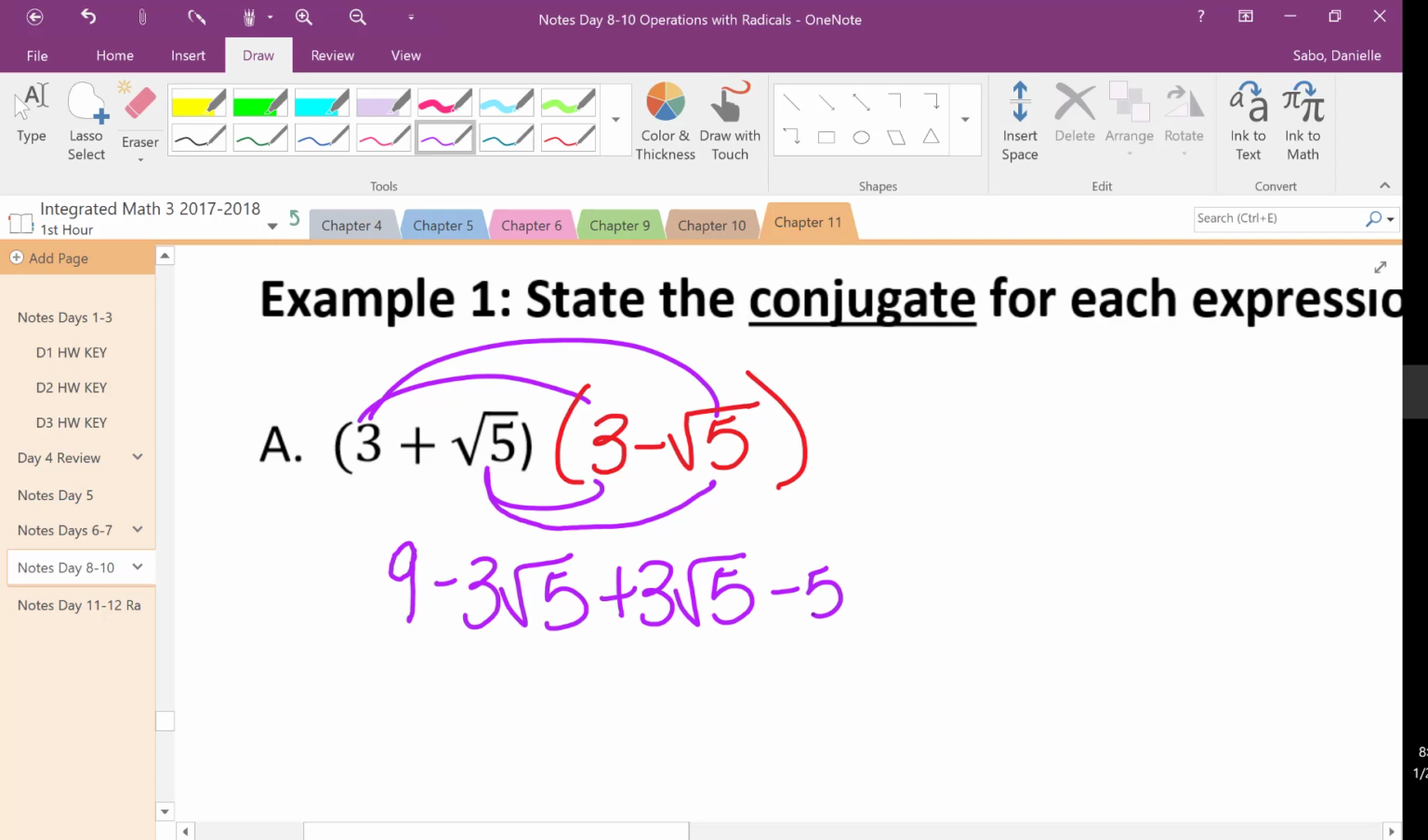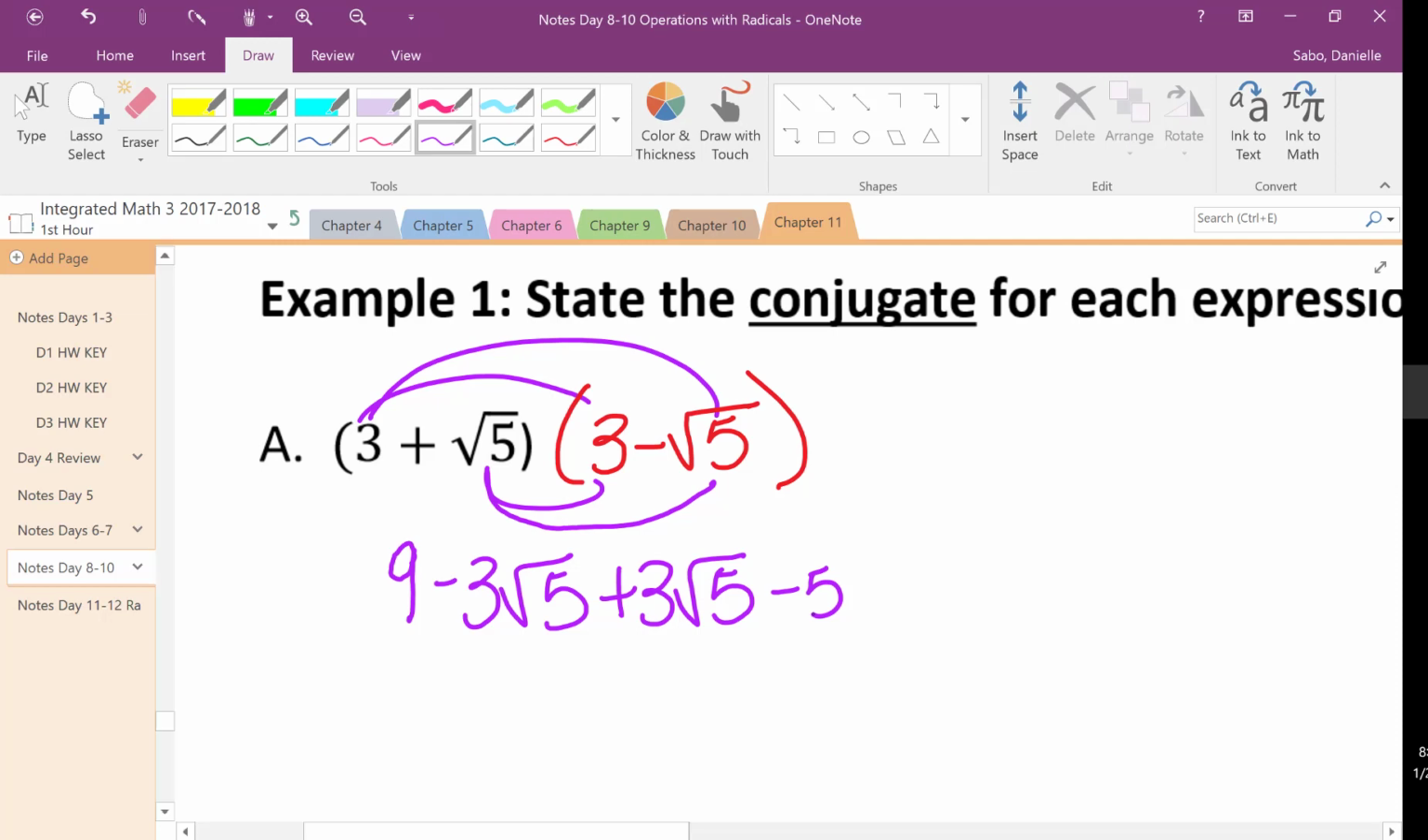Try to get better at doing things like that pretty quickly. If I have a radical and I multiply by the same exact radical, it disappears and whatever was inside is now what it is. Because here's why. 5 times 5 is 25. The square root of 25 is 5. Okay, so mathematically that makes sense.